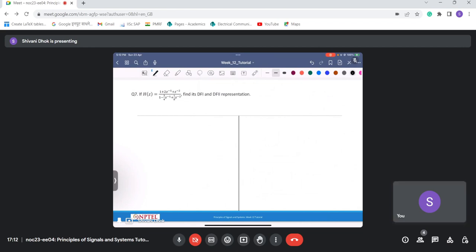Any questions? The same method, right? Absolutely no difference. Same method. Here the denominator is factorizable. How do we know it's factorizable? I think it's basic high school math.